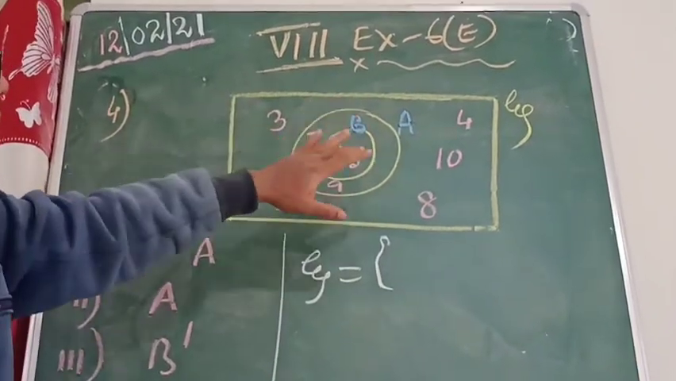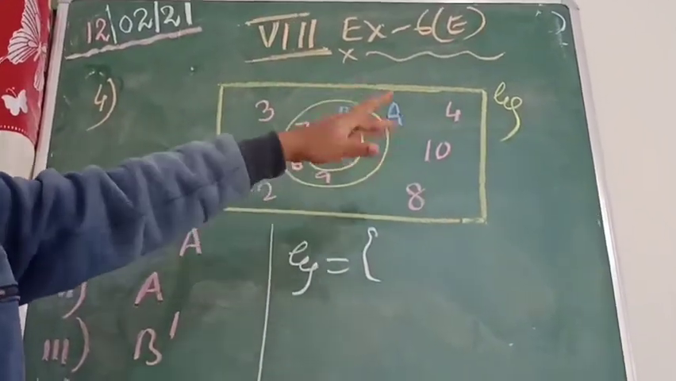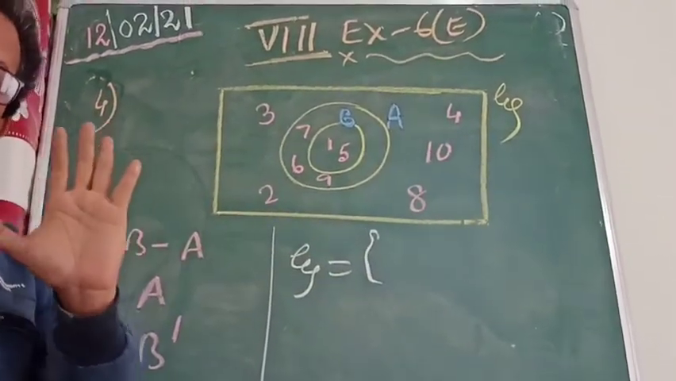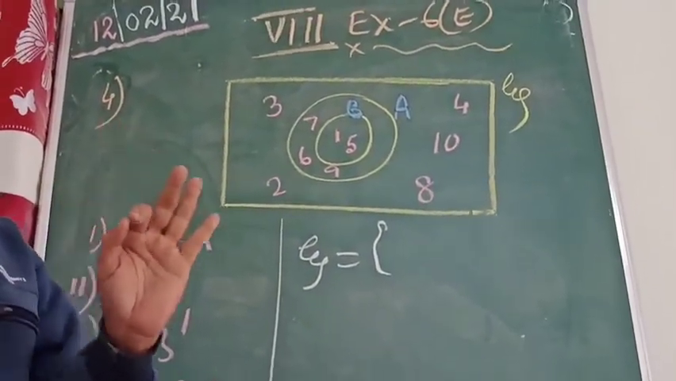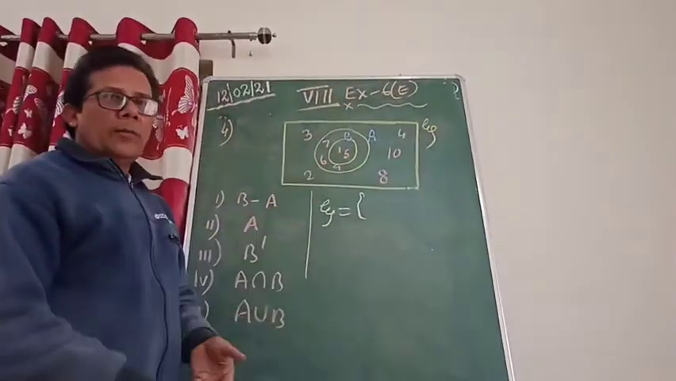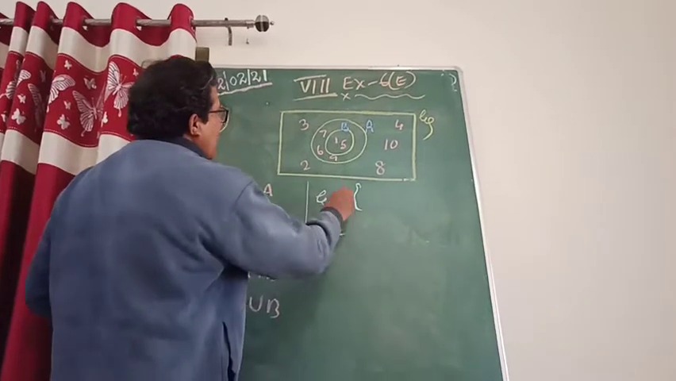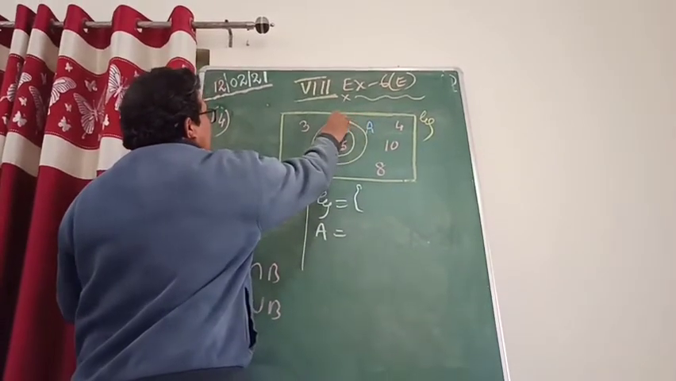So all the numbers present inside the rectangle, they are the elements of the universal set or not. And I am sure you will be able to write those elements. After writing it, you write the elements of set A. Again, like I told you earlier, come to A, beta.